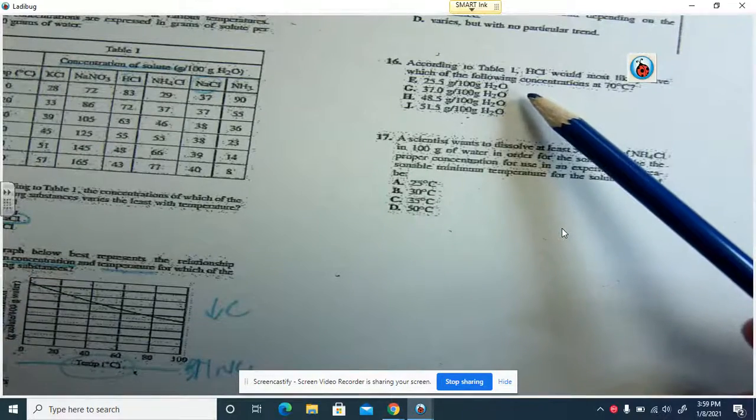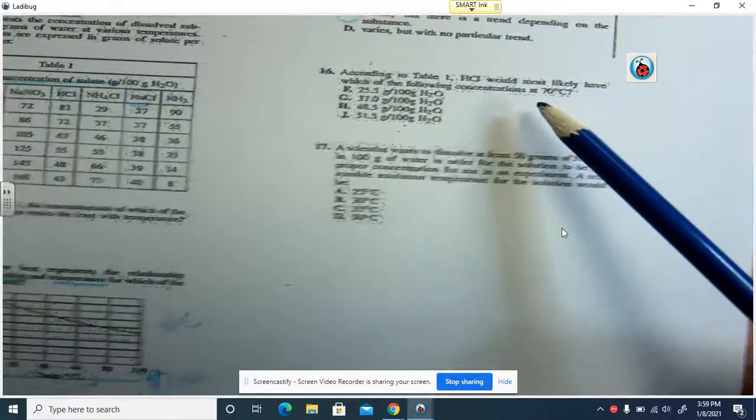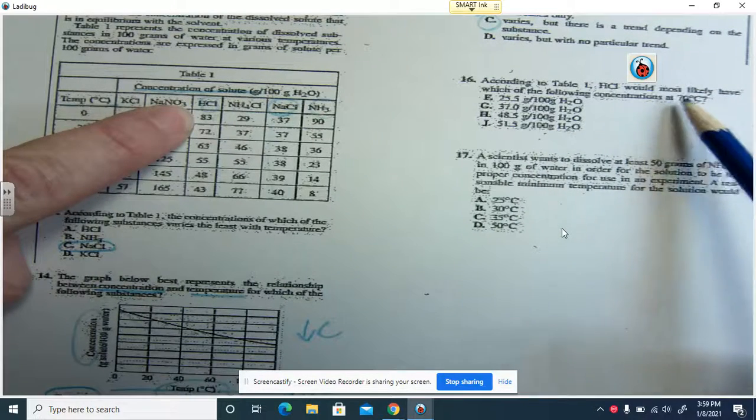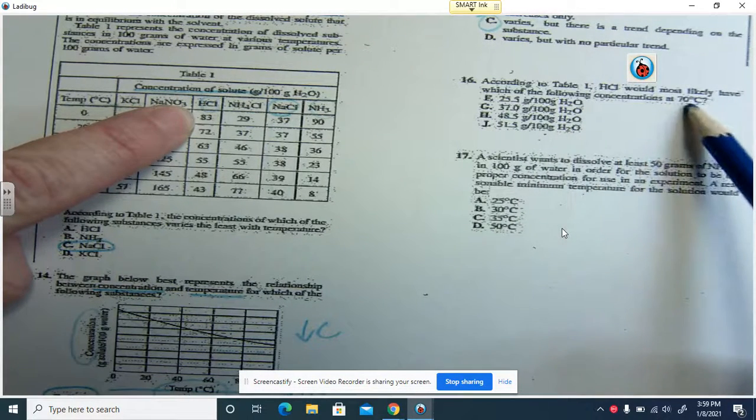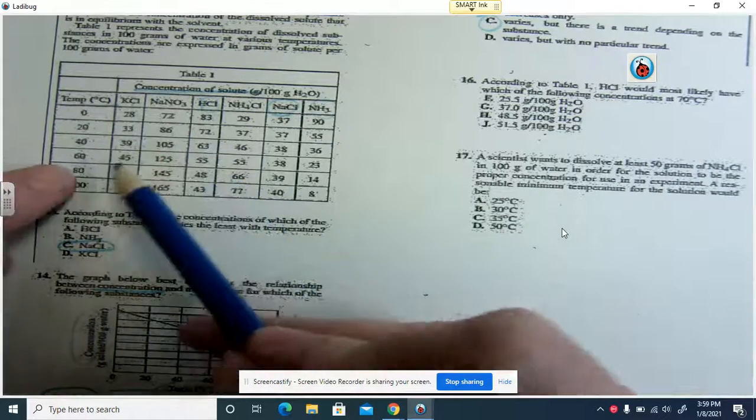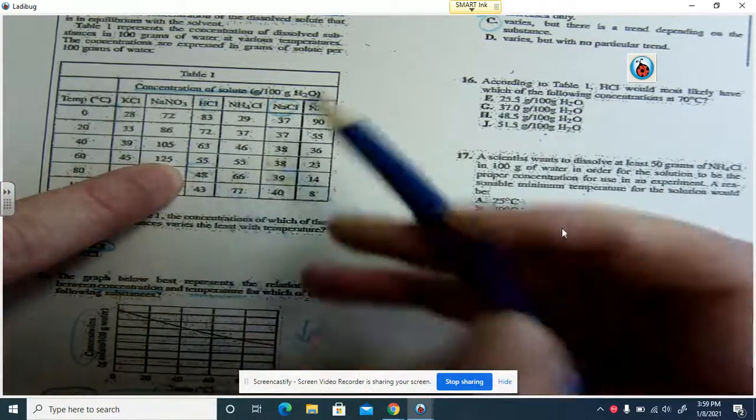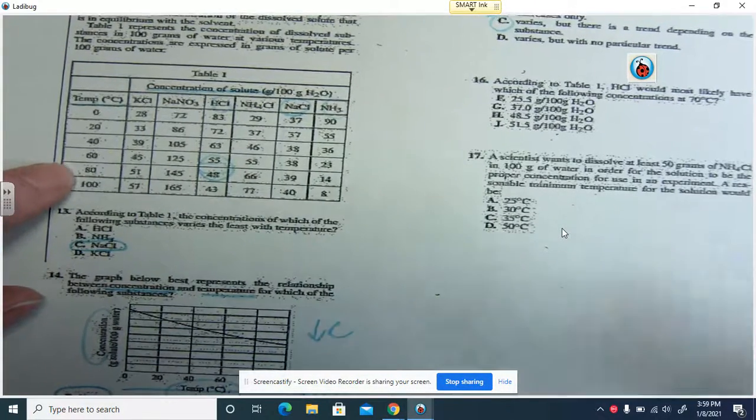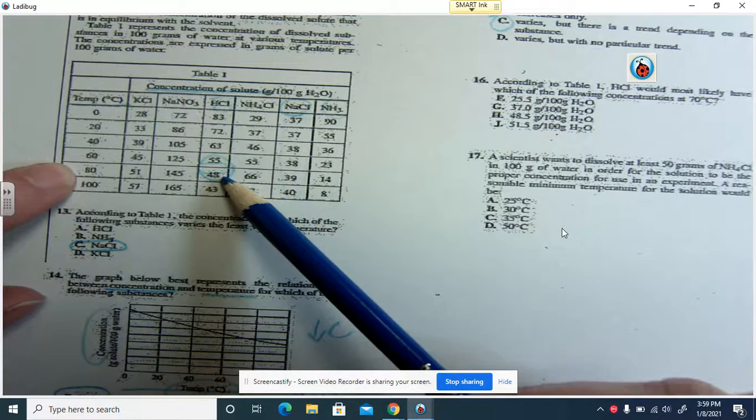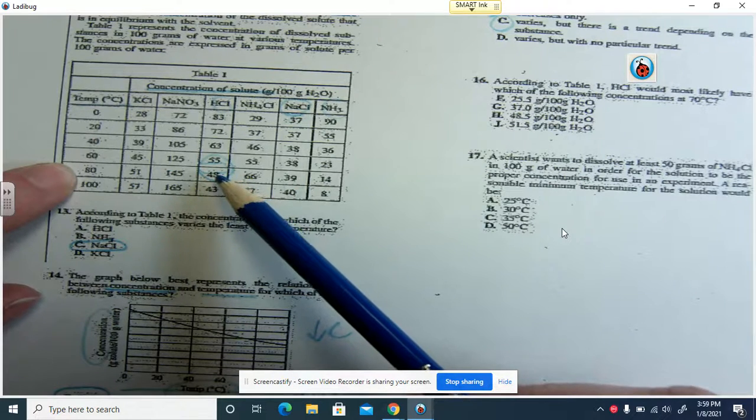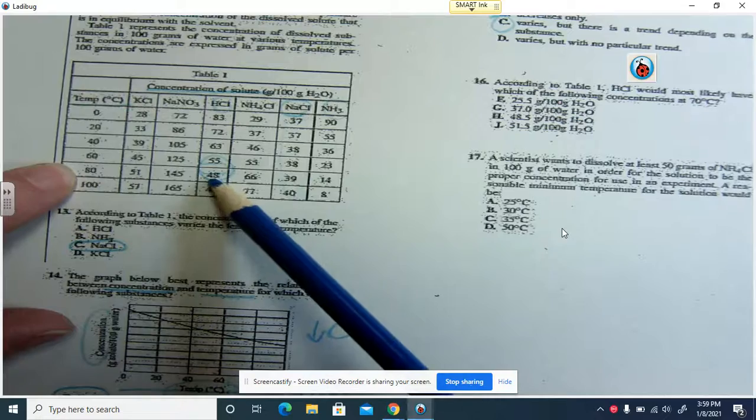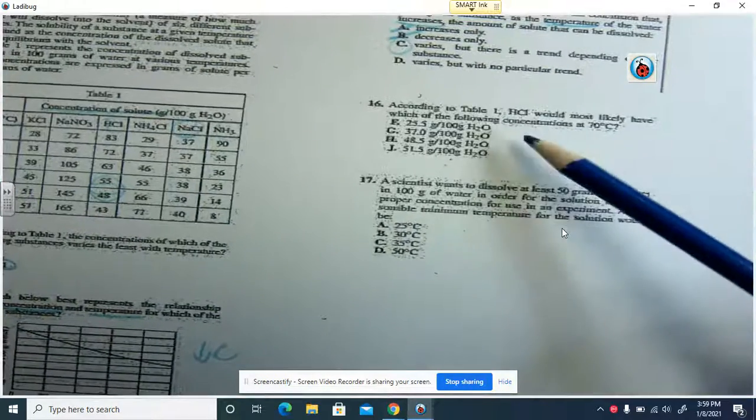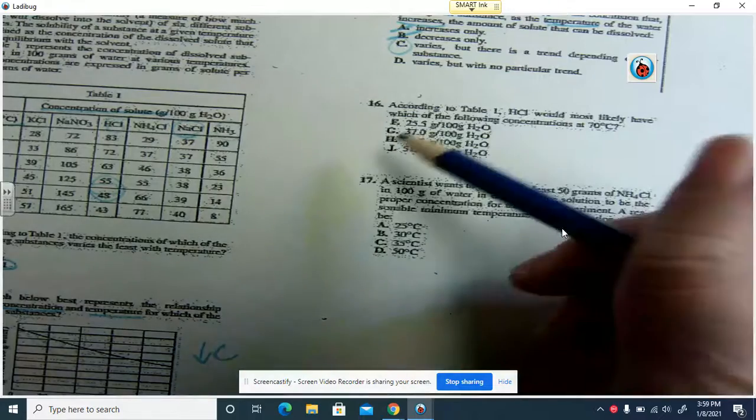Number 16, according to Table 1, HCl would most likely, so I'm looking at Table 1, and I know I'm going to be looking at HCl, would most likely have been which of the following concentrations at 70 degrees Celsius? So 70 degrees should be about right here, right? I need to look at these two values and figure out what would be about halfway between them. If you take 48 minus 45, that's about 8 between them, if we go by the table, so halfway would be 4. If we add 4 to 48, that's going to be around 52. And if you look over here, you just pick the one that's closest to 52, which is that one right there.